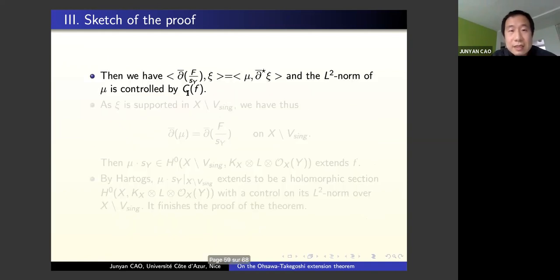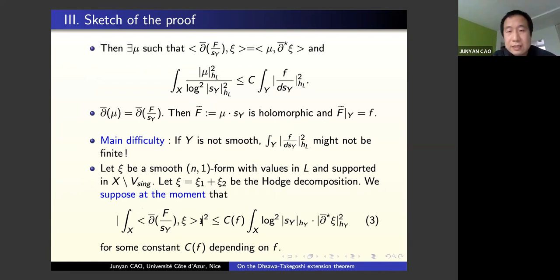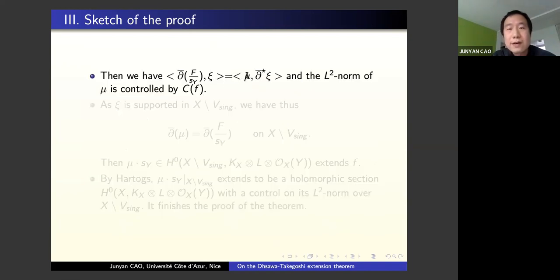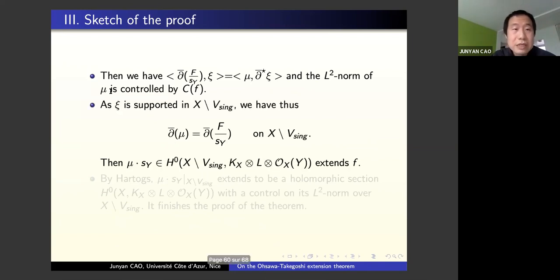Why? That's just because this product is controlled by this integral. So in this case, as before, we can find some mu such that we have this equality for n times C whose support is outside V, with a control on its L2 norm. So therefore, d bar mu equals d bar of f divided by s_Y outside V. So therefore, as before, mu times s_Y is a holomorphic section outside V, and it equals f over Y outside V.